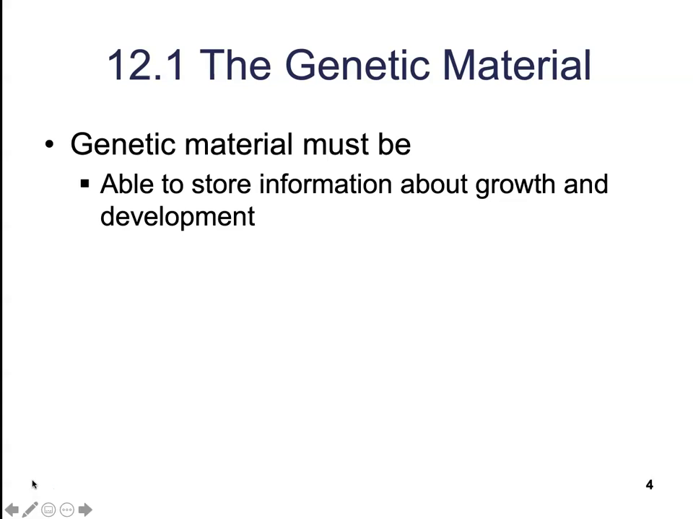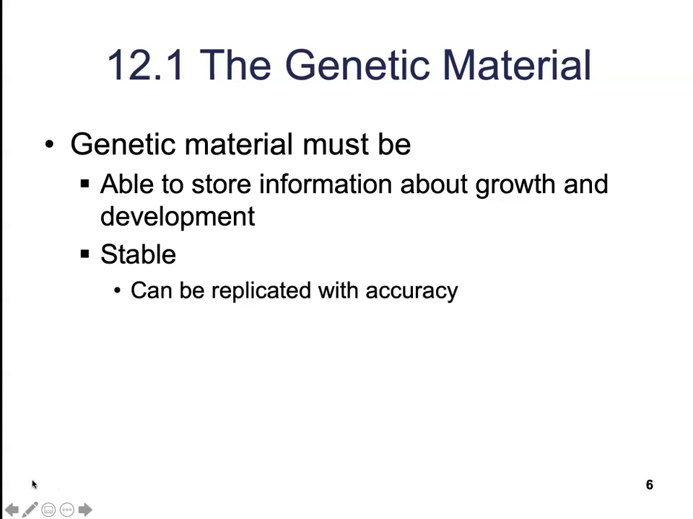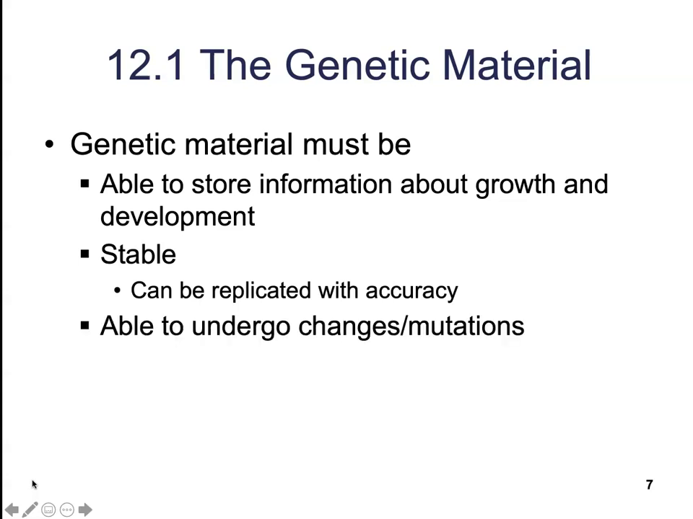When they first began, they knew that genetic material must be able to store information that pertains to the development, structure, and metabolic activities of the cell or organism. They also knew that genetic material must be stable, so that it can be replicated with high accuracy and transmitted from one generation to the next. Finally, it also had to be able to undergo rare changes, or mutations, in order to provide genetic variability.